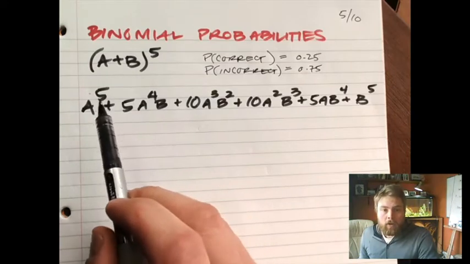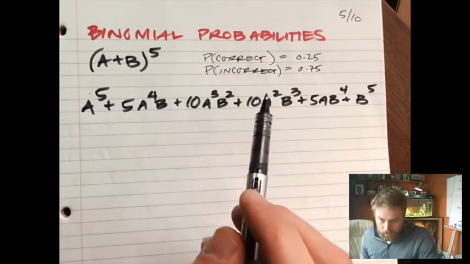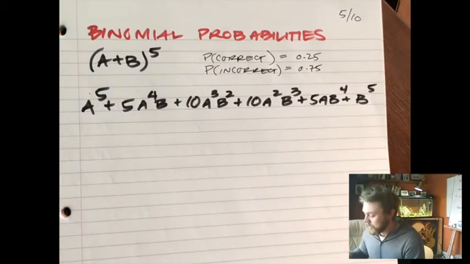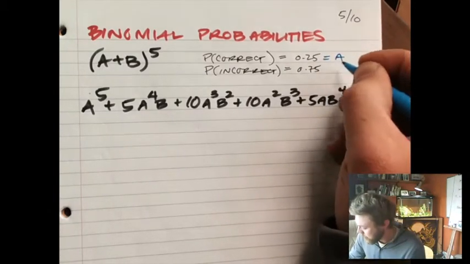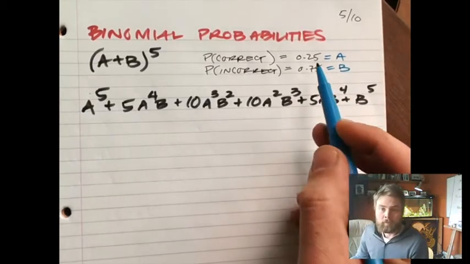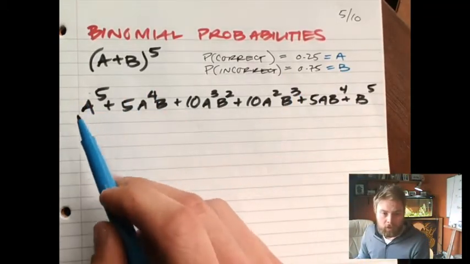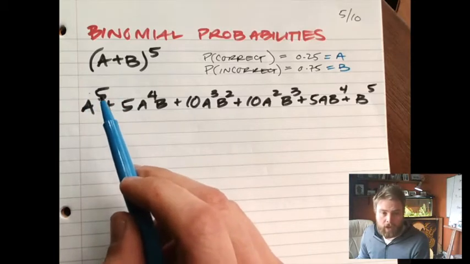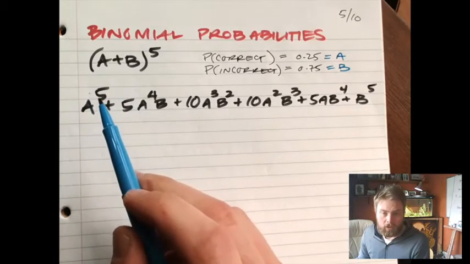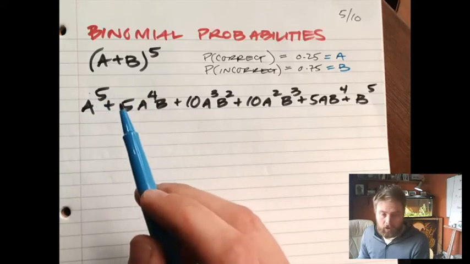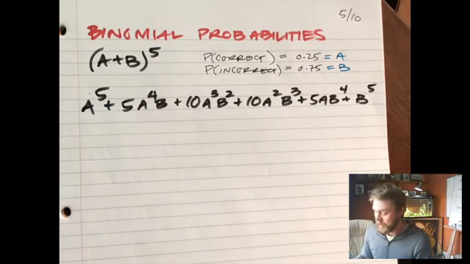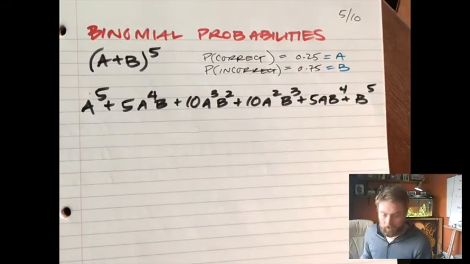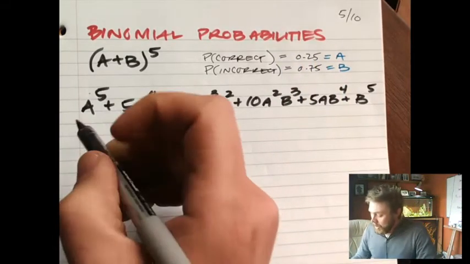Now, each one of these terms has a meaning based on the setup of this. So this was our A, and this was our B. And the first term right here would be like one branch of the tree diagram. Correct, correct, correct, correct, correct. Get all 5 questions correct, and you would multiply 0.25 to the 5th power. And all 5 are correct.